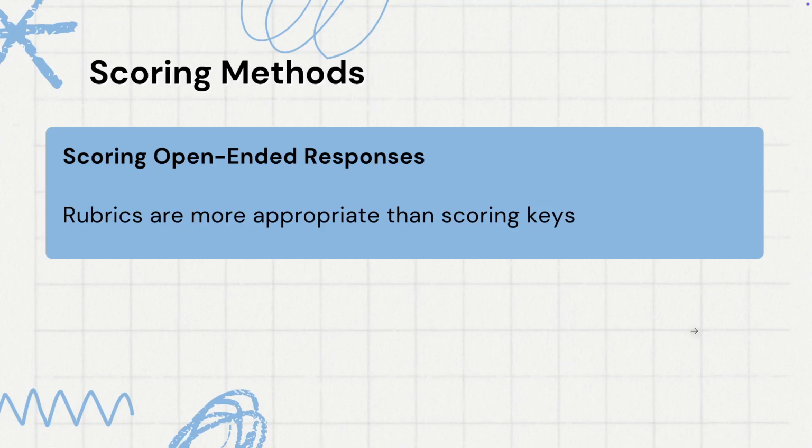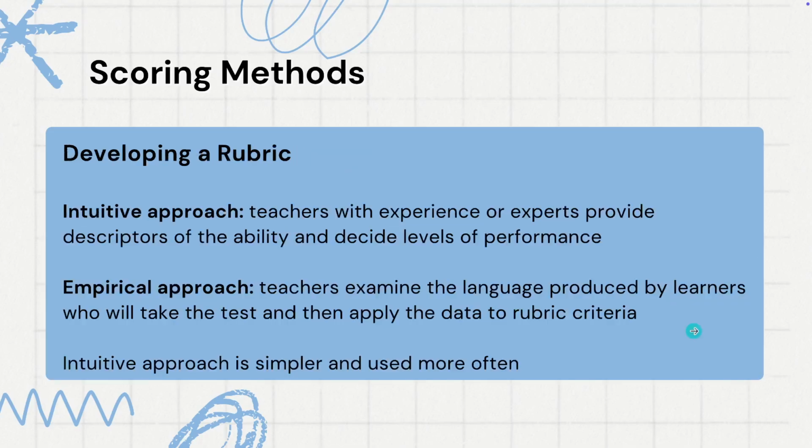Okay, if you're going to score open-ended responses, though, it's probably better to have a rubric than just a partial credit scoring key, because now we're going to have more factors in their performance. So when you're developing a rubric, of course you can just use a rubric that you find online, but it might not really match your particular task. There are 2 general ways to do it. We have what's called the intuitive approach and we have the empirical approach.